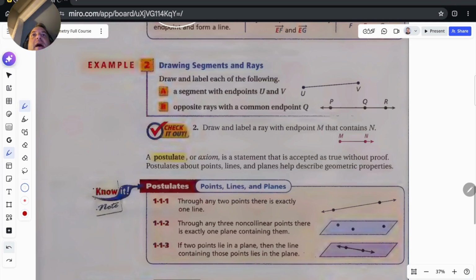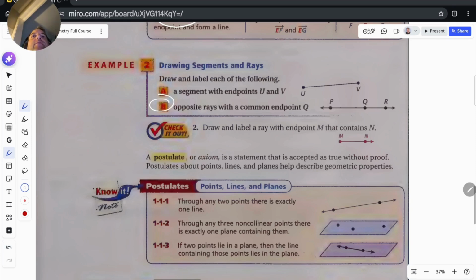And to name the segment, we write either UV or VU. Order does not matter here, with a small bar on top. Either name is correct. Segment UV or segment VU. Now let's look at part B.